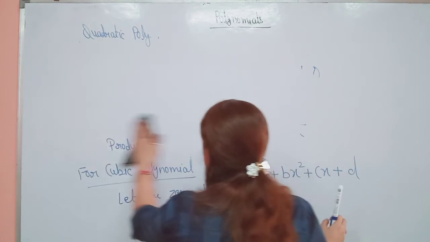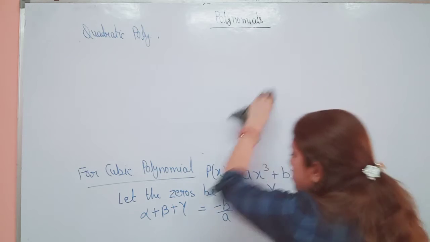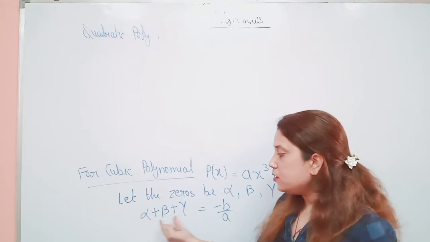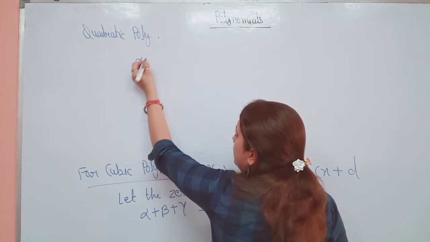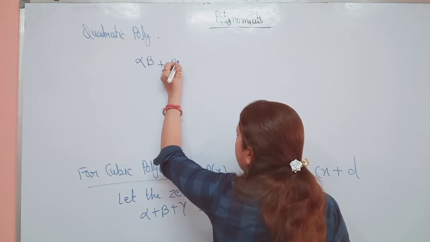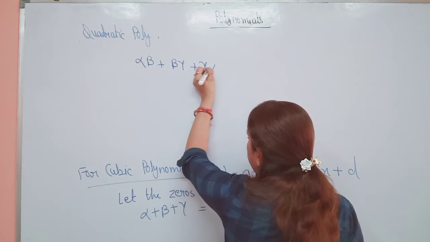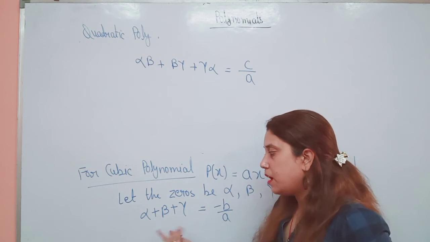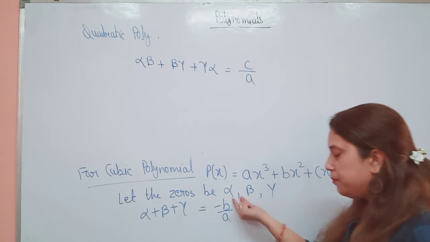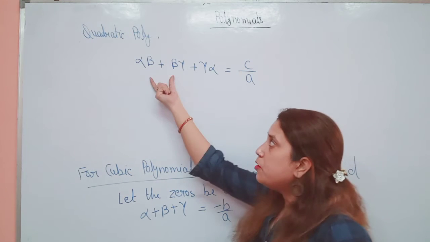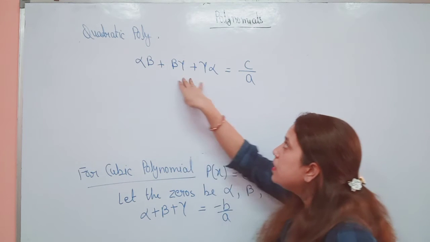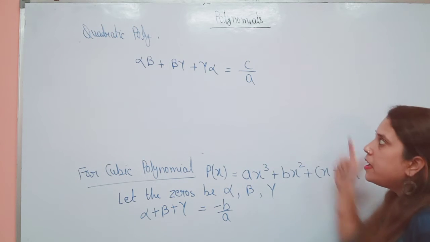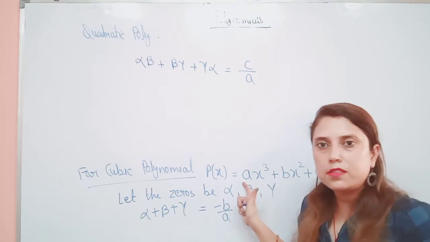Second relation for a cubic polynomial: the sum of the product of zeros taken 2 at a time. So alpha beta plus beta gamma plus gamma alpha is equal to c upon a. Alpha plus beta plus gamma, the sum of zeros, is minus b upon a. The sum of product of zeros taken 2 at a time will be c upon a. Again, c is the coefficient of x, and a is the coefficient of x cube.